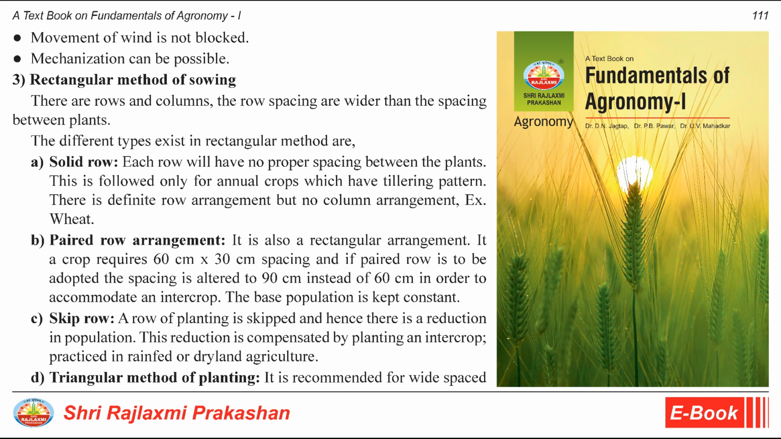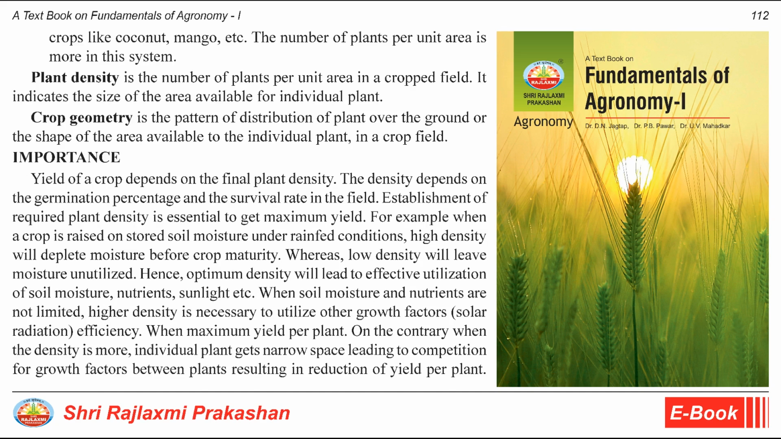Point D. Triangular method of planting. It is recommended for wide-spaced crops like coconut, mango, etc. The number of plants per unit area is more in this system. Plant density is the number of plants per unit area in a cropped field. It indicates the size of the area available for an individual plant.